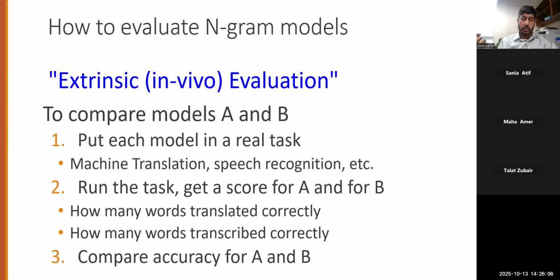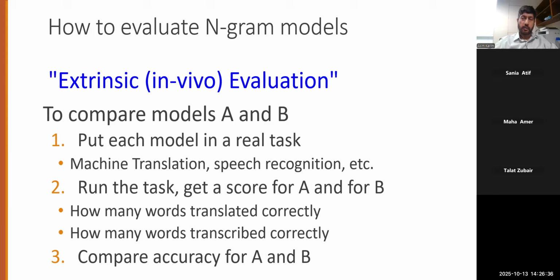ठीक है. Similarly, let's say आपका summarization का task है, let's say या translation का task है, तो language model A से आपने translation की, B के साथ की. If B did a better job at translating, then we would say that B was a better language model, although we evaluated it based on machine translation. So that's why this is called extrinsic or in vivo evaluation. So this is sometimes done, but it's less common.